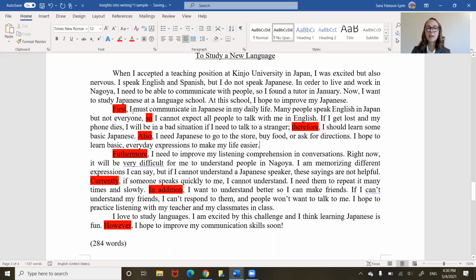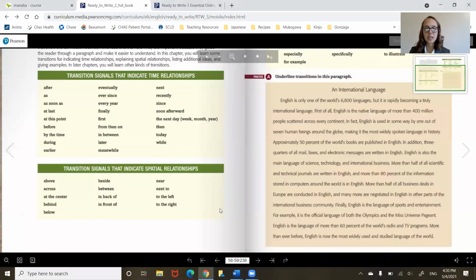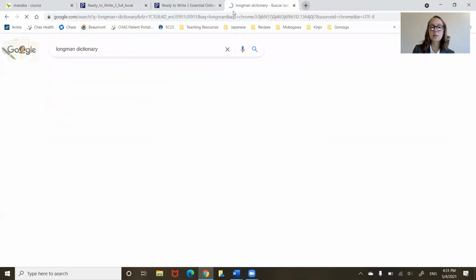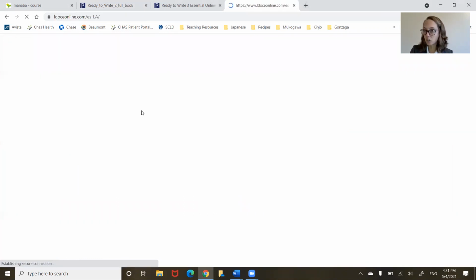Okay, so go ahead and put your transition words in red. And if you have second or third, take them out, change them for a different transition word. If you have a lot of the same transition words, so, also, change them for a synonym, and reference these lists in our textbook on page 44 for examples of words that you can use. Remember, if you don't know what something means, I recommend you use Longman's dictionary.